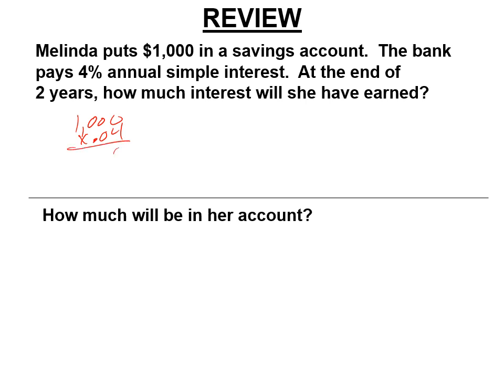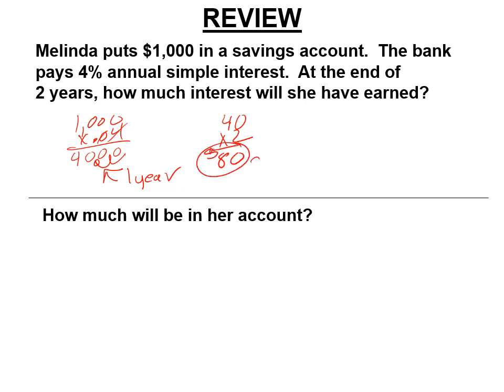So 4 times 0, 4 times 0, 4 times 0, 4 times 1 is 4. Move the decimal twice. Right, so she gets $40 for 1 year of interest. At the end of 2 years, how much will she have earned? She will have earned 40 times 2, or $80.